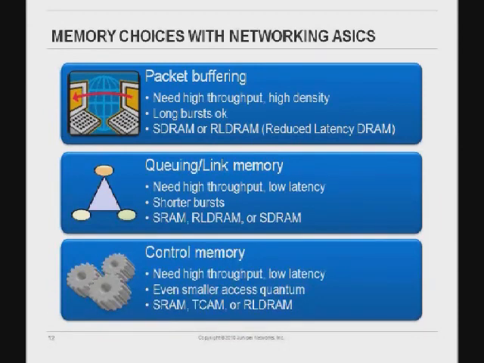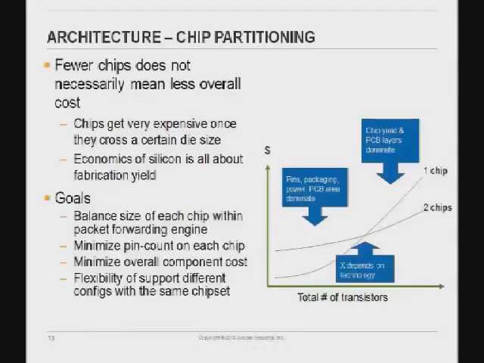And the third category is the control memory. And here, for a high performance router, we still need high performance and low latency. But these are small quantums because they are control information. We need them a little bit at a time. So for that, SRAM, TCAM and RLDRAMs are a better choice than SDRAMs. And I'll give some specific examples of how Juniper ASICs use these a little bit later.